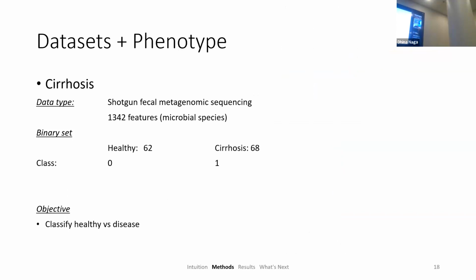So we used a publicly available cirrhosis data set published in 2014 by Qin et al., a Chinese paper, which had shotgun fecal metagenomic sequencing of about 130 patients. And what you can see is that they had 10 times as many features as instances in the data set, where approximately half of the data set was healthy control participants, and the other half was people with liver cirrhosis, which was mostly caused by alcoholism, but some were also non-alcoholic cirrhosis.